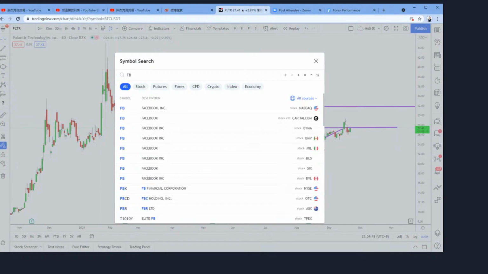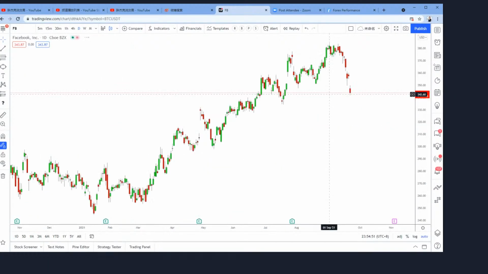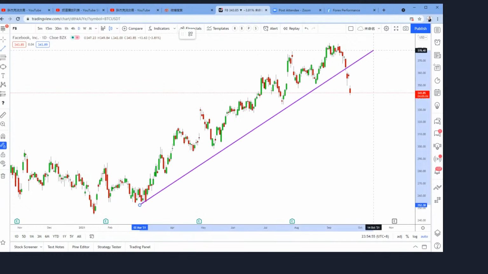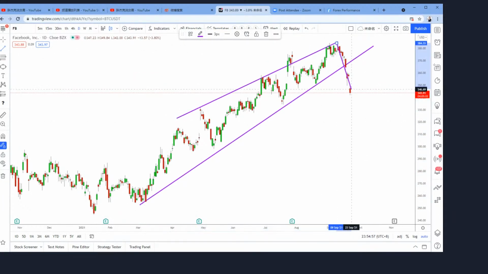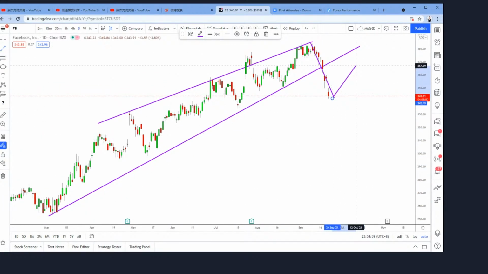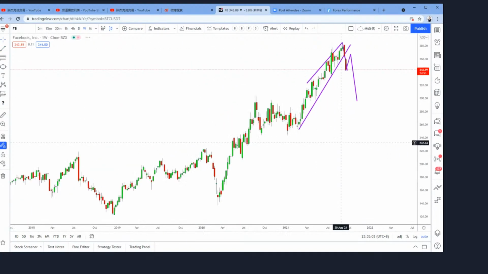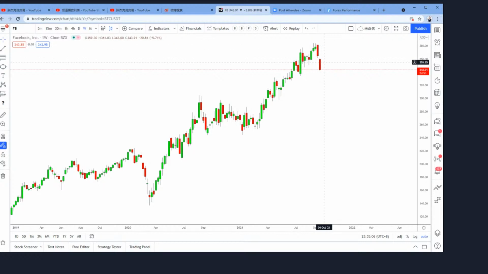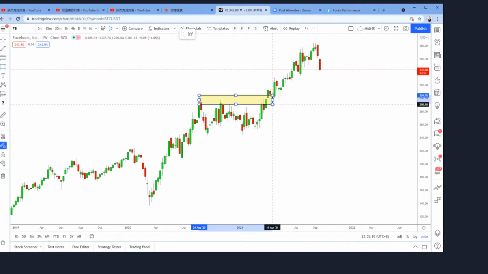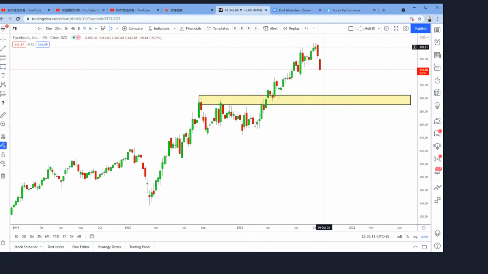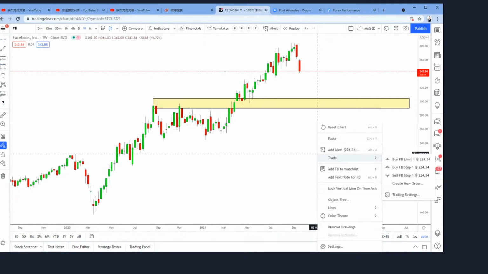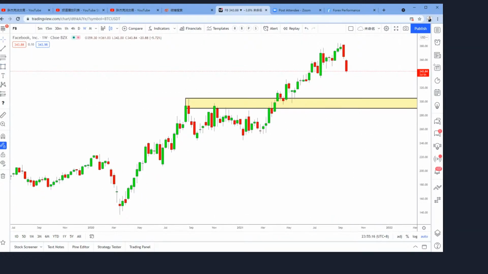Facebook, bearish. The trend line is broken, the first bearish wave starts. Wait for a pullback to sell more. Facebook may go back to 300. 300 would be the target. Something bearish for Facebook.